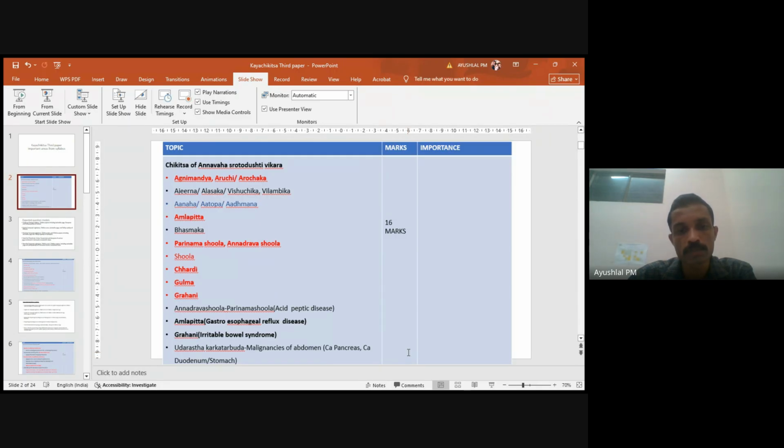How the Samprapti Vikatana is done, then treatment options, Chikitsa Sutra, medicines. All these things come in every disease. Sardi, Gulma, Grahani. These are the most important diseases in Annava Swadhas. Sardi, Gulma, and Grahani. What is given in the reading is most important.